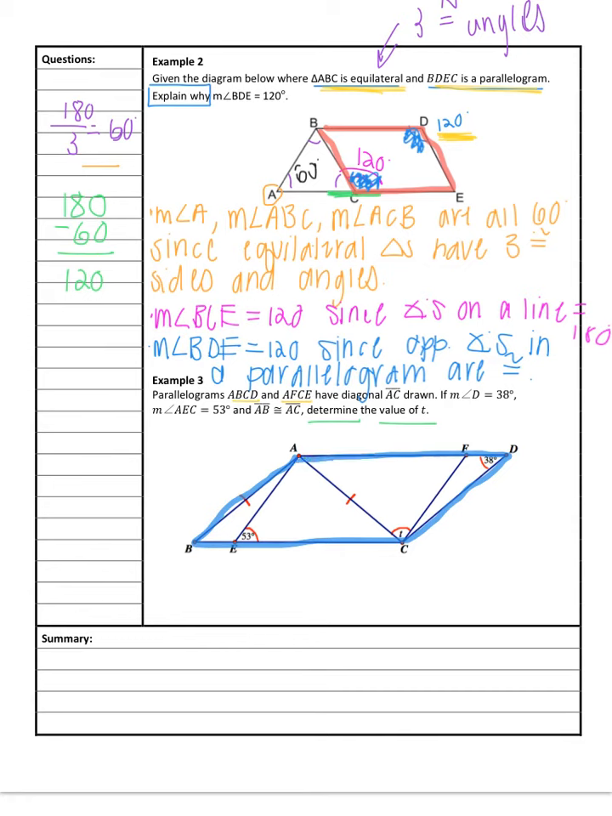Notice that this angle over here, this 38 degrees, would be an opposite angle with angle B over here. So since D is 38 degrees, that's going to mean angle B is also 38, since opposite angles are congruent in a parallelogram. So I'm going to jot that down. So this angle right here is 38 degrees. Well, that's not T. So let's look at another shape.